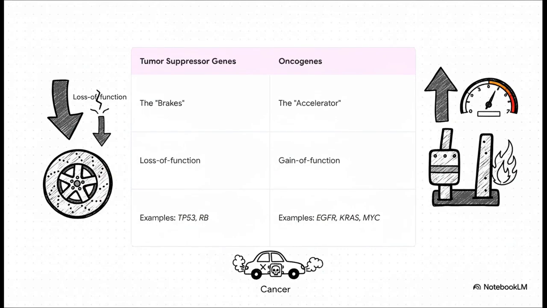Just think of it like driving a car, okay? Your cell has controls to keep it safe. Tumor suppressor genes, like TP53 and RB, are the brakes. So a mutation here is a loss of function. Basically, the brakes have failed. On the other hand, you have oncogenes, like EGFR and KRAS. These are the accelerators. A gain of function mutation here means the accelerator is stuck to the floor. Cancer happens when you lose the brakes and the accelerator is jammed.